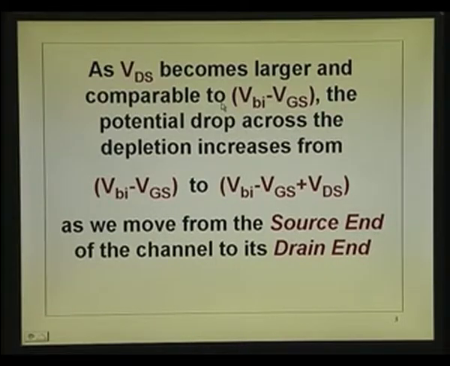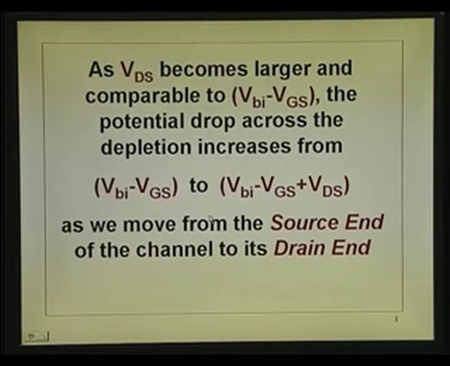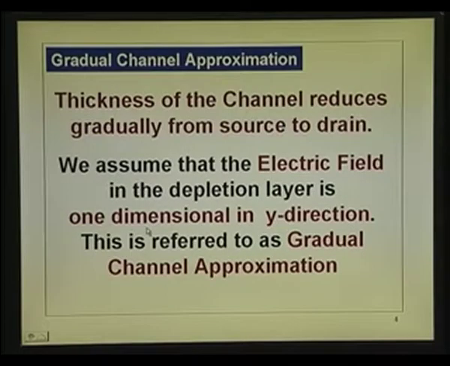If the VDS is small compared to VBI minus VGS, the drop across the channel is minimum, and you will have the depletion layer width constant and it will be linear characteristics. As it becomes larger, the potential drop across the depletion layer increases from VBI minus VGS to VBI minus VGS plus VDS. So, as you move from source to drain, the thickness of the channel reduces gradually from source to drain.